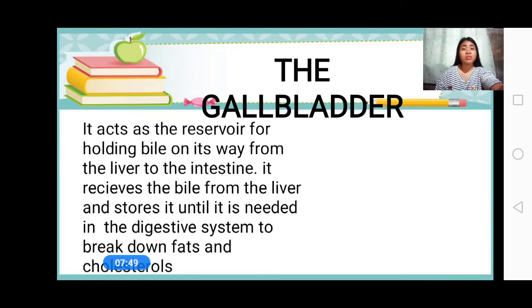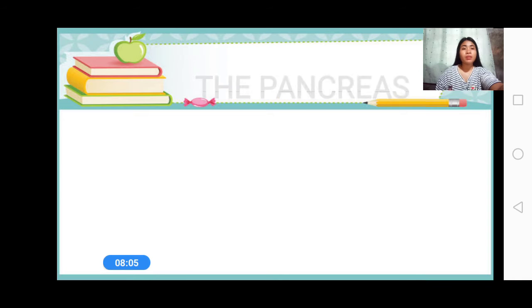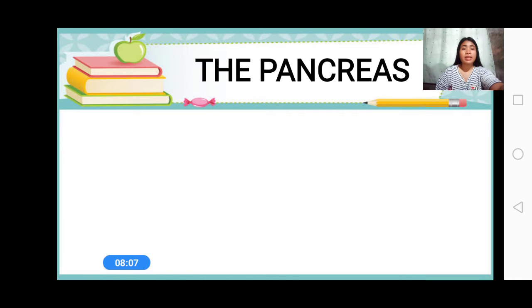So it holds the bile. Okay, it receives the bile from the liver and stores it until the bile is needed for the digestive system. Do you understand me? That is the gallbladder.